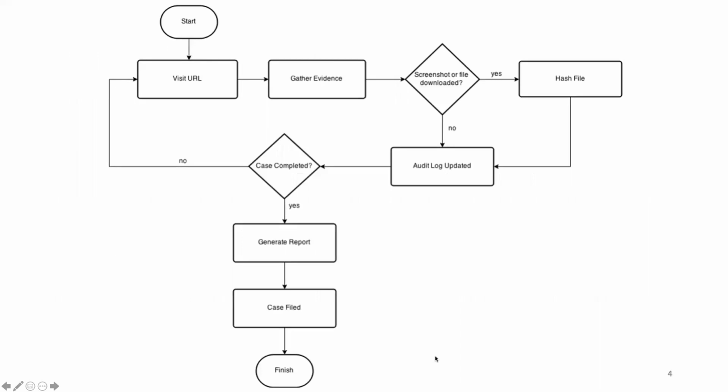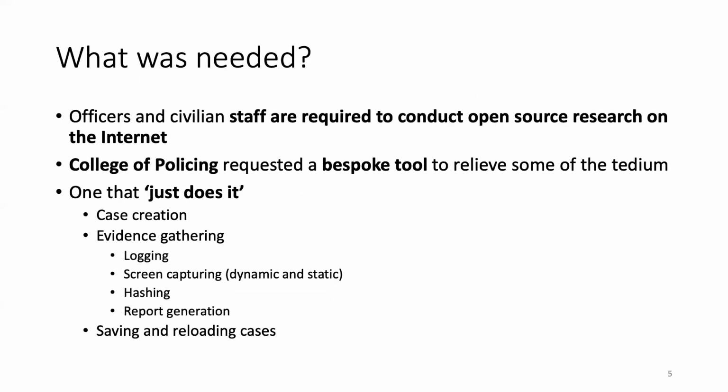So the process was essentially this: the officers would be visiting a URL to gather the evidence they wanted. They'd take a screenshot or download particular files. They'd hash those files, update the log, and then carry on doing that until they got what they needed. Obviously, once they completed the case, they'd look to generate a report, and the case would be filed. And so they wanted a tool that could do all of that. And most of the officers that were involved, most of the police staff, are required to conduct some level of open source research on the internet.